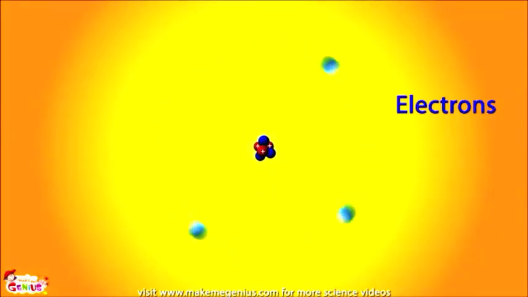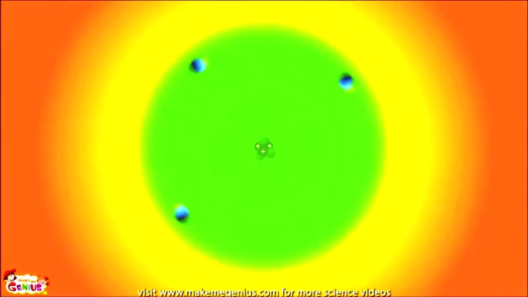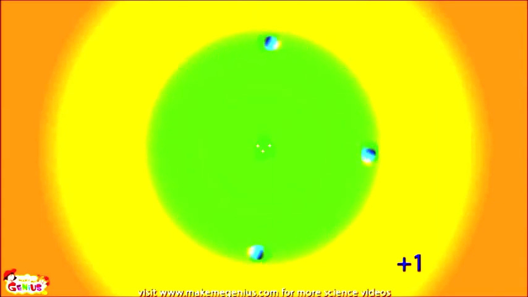Now, electrons are outside the nucleus. They are orbiting around the nucleus. The electrons carry a negative charge. The total negative charge of electrons is equal to the positive charge of the nucleus. So in total, an atom is neutral. The positive charge of the protons is neutralized by the negative charge of the electrons. So it is like +1 is neutralized by -1, and the overall charge of an atom becomes 0.